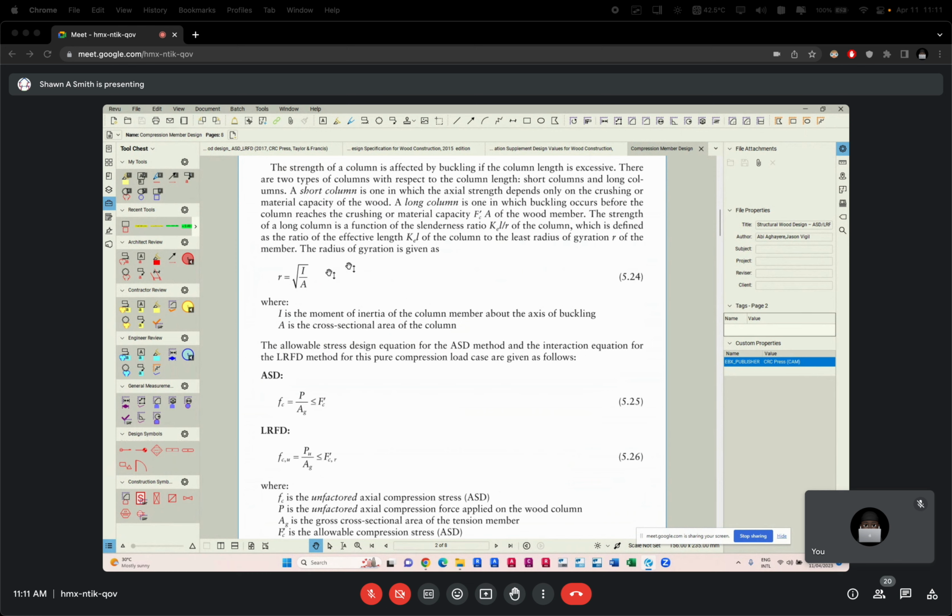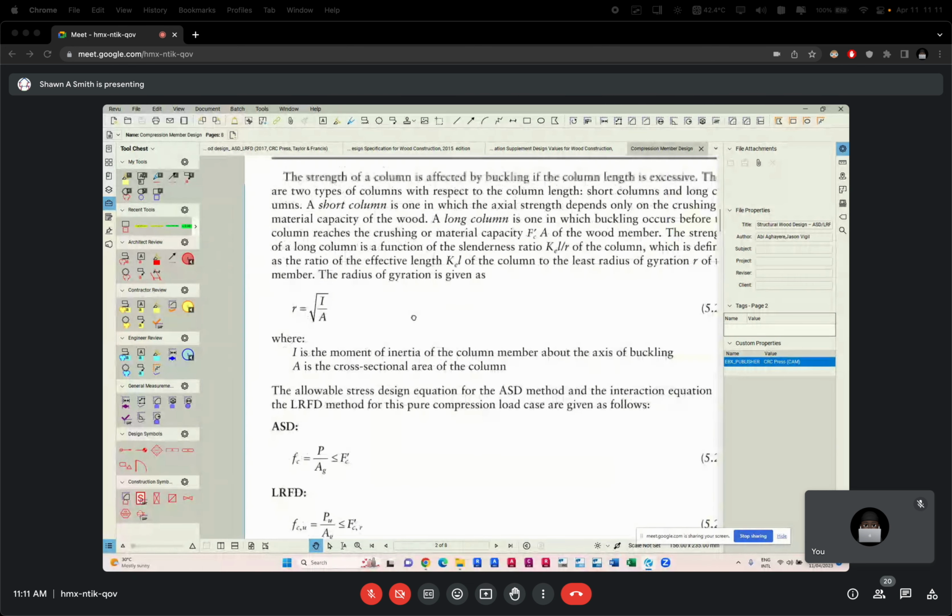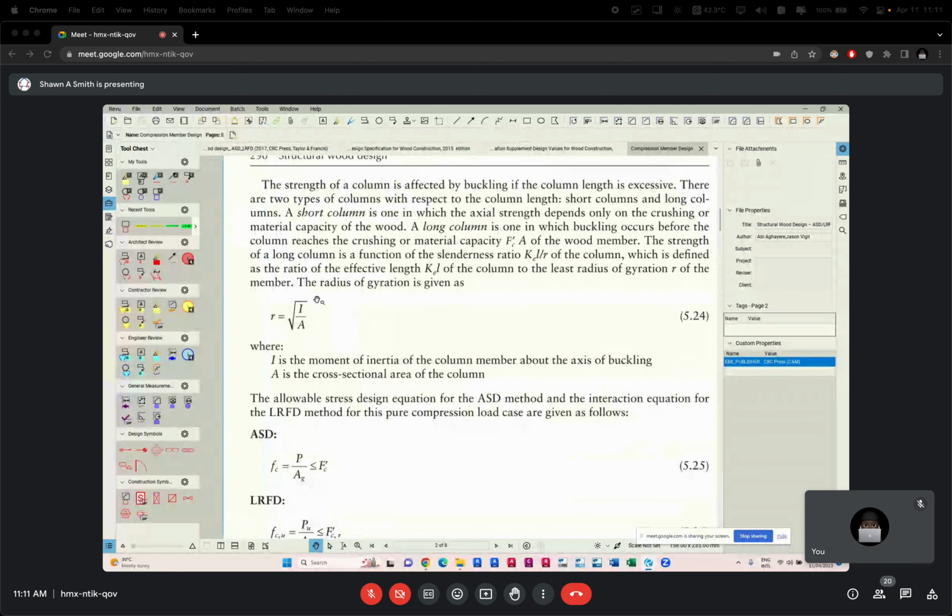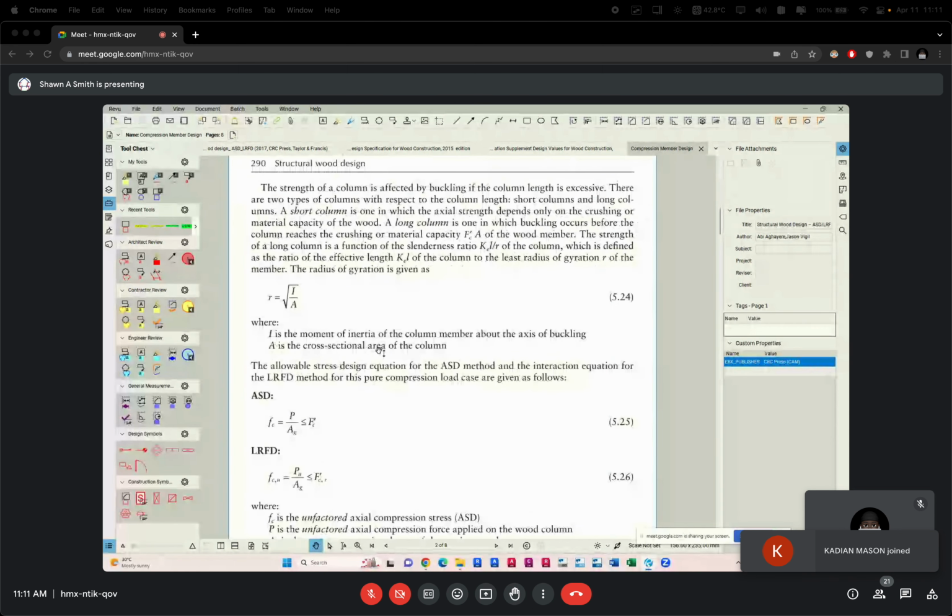Okay, fine. The radius of gyration, for a regular square or rectangle, is given by the square root of I over A, where I is the moment of inertia of the column member about the axis of buckling. So if we check in Rx, you're going to be using Ix. If we check in Ry, you're going to be using Iy. That's what this is saying. I is the moment of inertia of the column member about the axis of buckling. A doesn't change. There's no Ax or Ay. The area of the column is the area of the column.